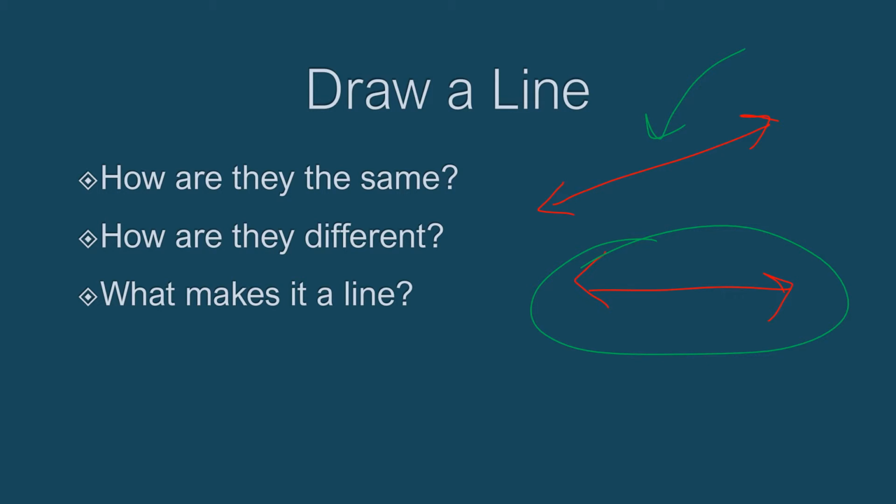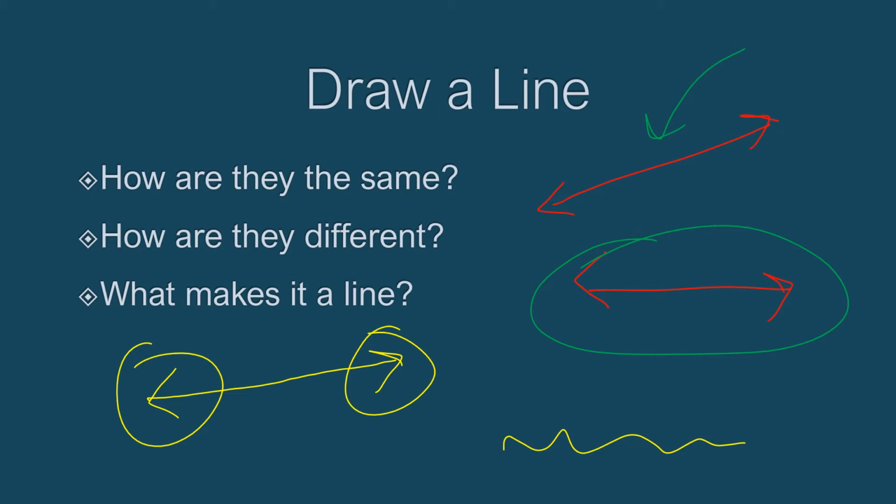What makes it a line? Usually we say a line is straight. Like this is not really a line. A line has to not have any bends or curves or anything like that. And a line extends infinitely in both directions. That's why we put these arrows here. If we just had this, it would technically be a line segment, okay?